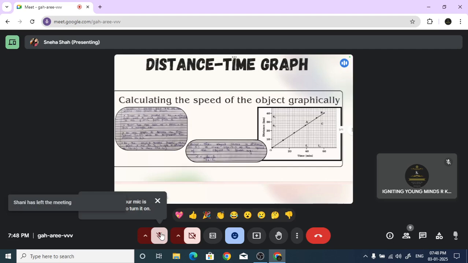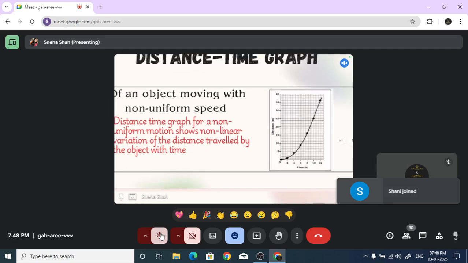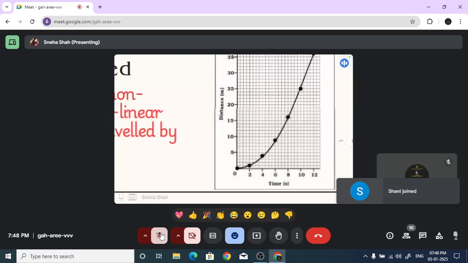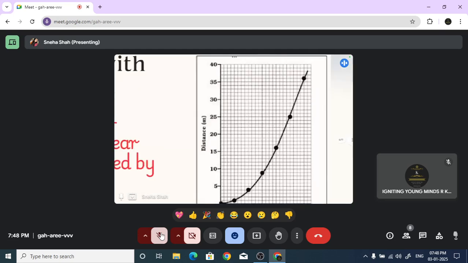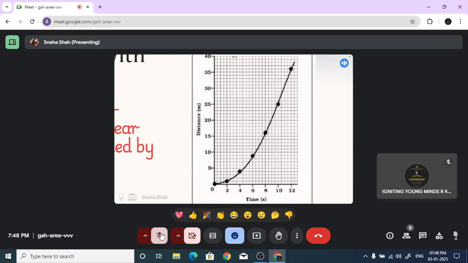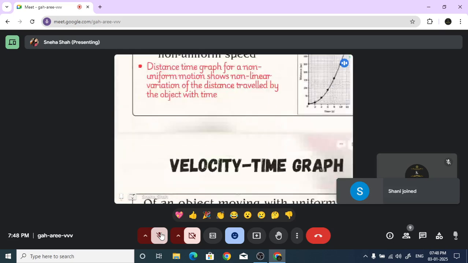So now we move to the distance time graph of an object moving with non-uniform speed. This is very basic. You can see with time the distance covered varies. It is increasing, but in 2 seconds, it has covered only hardly 1 meter. But in 4 seconds, it has gone to 4 meters approximately. So similarly, the distance is varying with time, which is a sign of non-uniform speed. Correct? Okay.